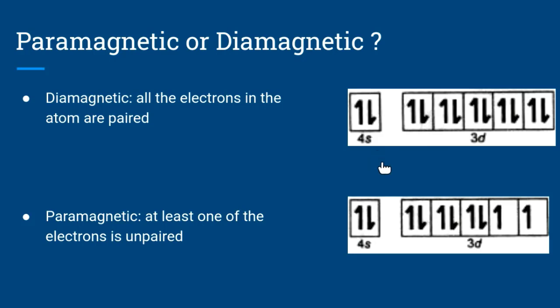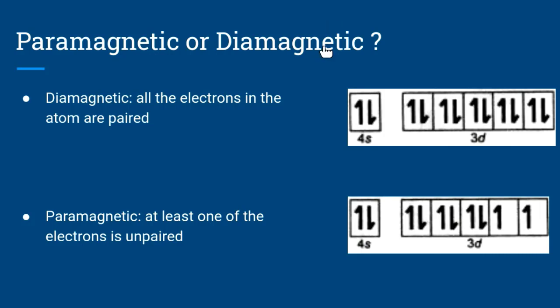So chromium, as I mentioned before, is one of the exceptions. The electron configuration for chromium is 4s1, 3d5, right? If you remember Hund's rule, the electrons fill up each orbital first before pairing up. So in the 3d orbital, chromium would have one electron right here, one right here, one right here, one right here, and one right here, and then one in the 4s shell. Because remember, it jumps up.